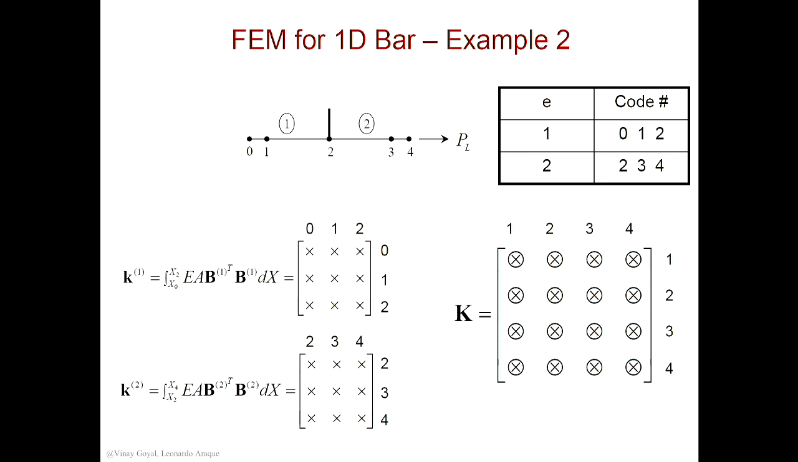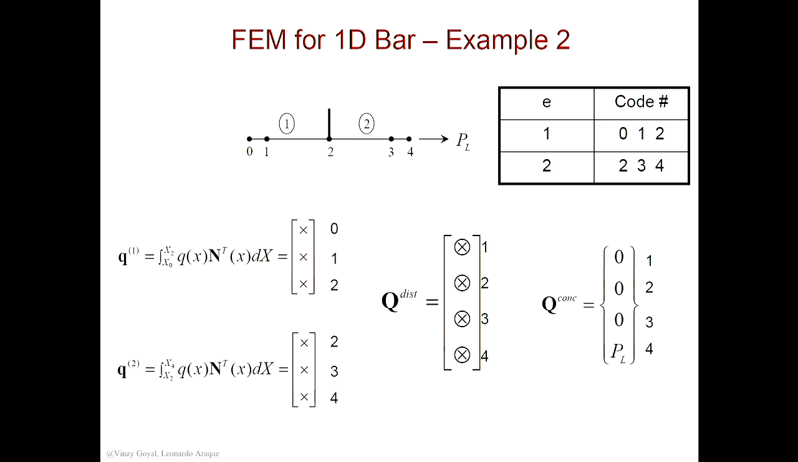And so for element 1, 0, 1, 2, 0, 1, 2. For element 2, 2, 3, 4, 2, 3, 4. And guess what? The only thing that gets assembled is the stuff that has 2 together. I have 1, 2, 3, 4, 1, 2, 3, 4. 4 nodes. I had 5 nodes, but one of the nodes was fixed. So then I have a 4 by 4 matrix. Nodal forces, same way. For distributed forces, I have 0, 1, 2, 2, 3, 4. So these two get assembled. These get added together into this one. And the rest looks like this.